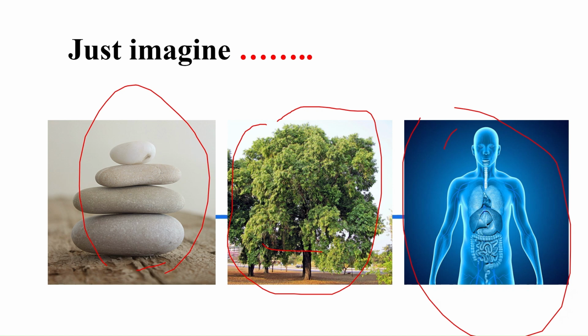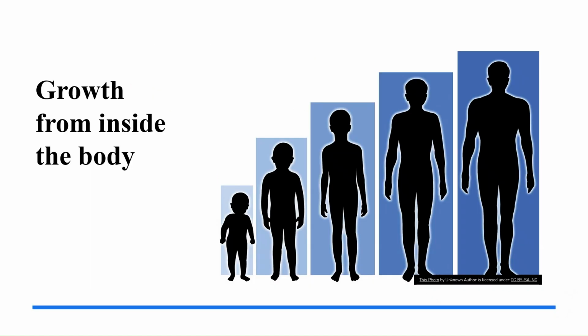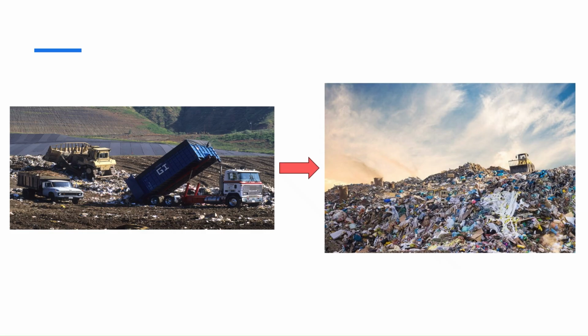For example, a human body. The human being grows inside the body. This is called a living thing. Growth observed on the surface of an object, or over the object, is known as a non-living thing. For example, there is a dump. The dump grows over the surface, which is a non-living thing.